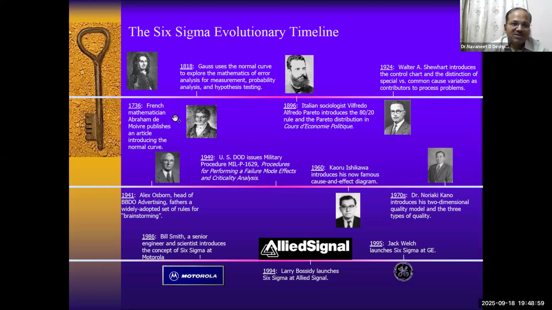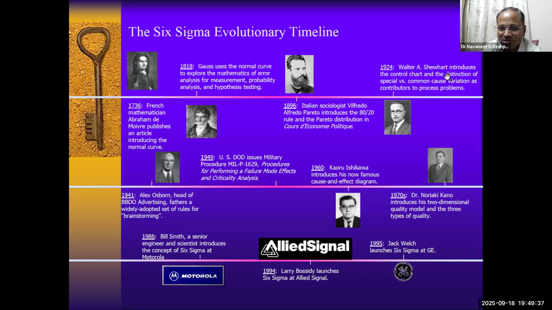Then in 1736, French mathematician Abraham de Moivre publishes an article introducing the normal curve. So the bell curve, which we call a normal curve, he introduced in 1736. And of course, this should have been told first. By mistake I am coming here, but this is way back in 1736. He found out what a normal curve is in all activities or opportunities. Then in 1818, Gauss used this normal curve to explore the mathematics of error analysis, measurement and probability analysis. Then comes Pareto in 1896.